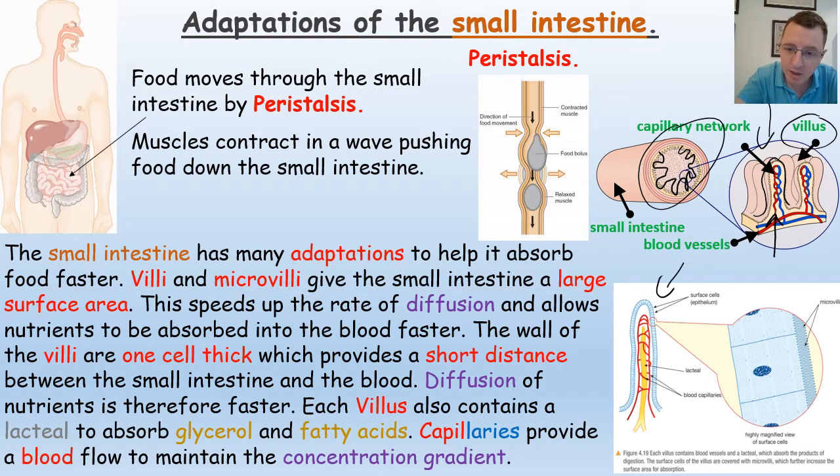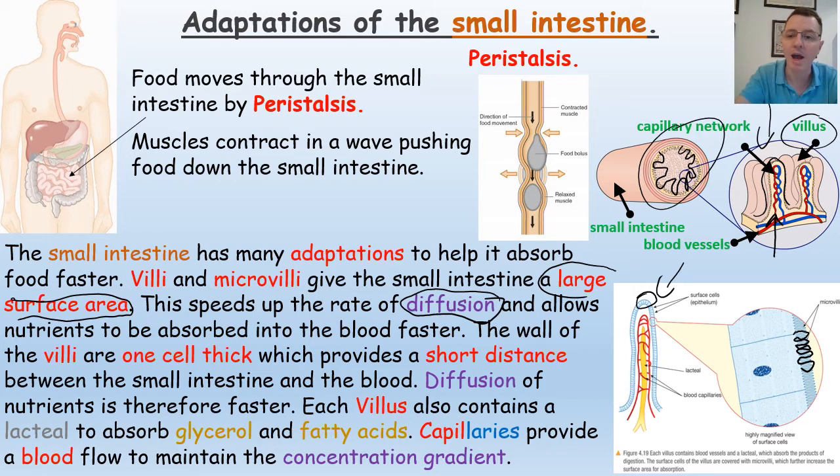But if we actually look carefully over here, we've got another diagram of a villi, and you can see that those villi are lined with little cells. And if we zoom in on each one of those cells of the villi, each cell has lots and lots of microvilli. And again, the reason for the villi and the microvilli is to give the small intestine a very large surface area, because a large surface area will speed up the rate of diffusion.